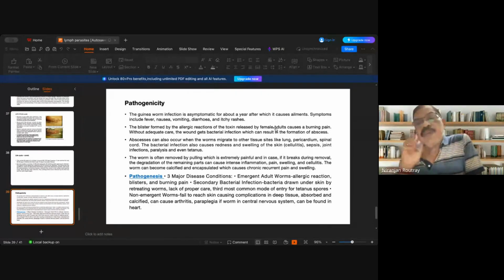The toxin is released by the female because there is no male. This toxin substance causes a burning pain. ପୋଡ଼ିଲା ଭଳି ଲାଗିବ. Without adequate care, the wound gets bacterial.